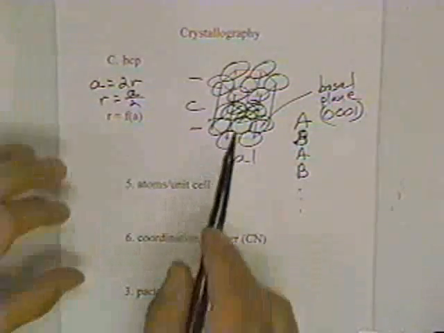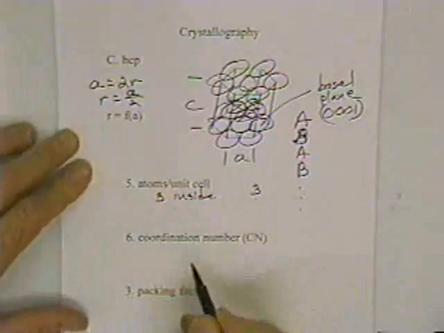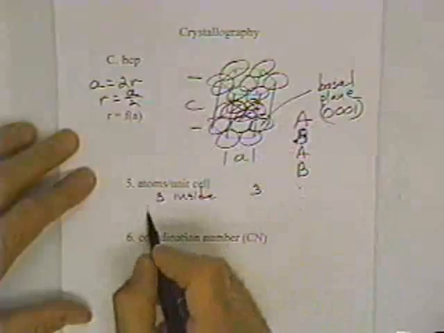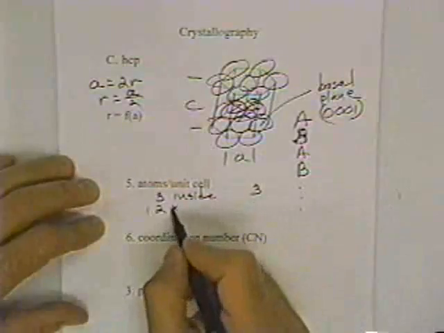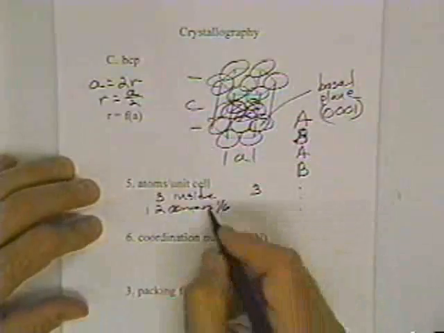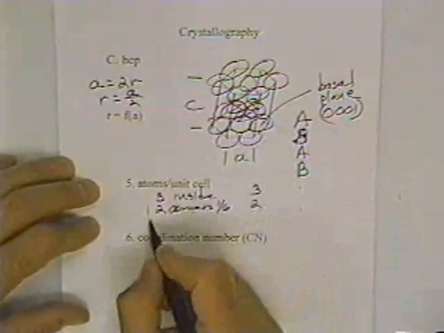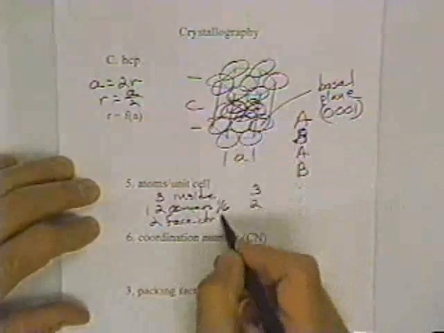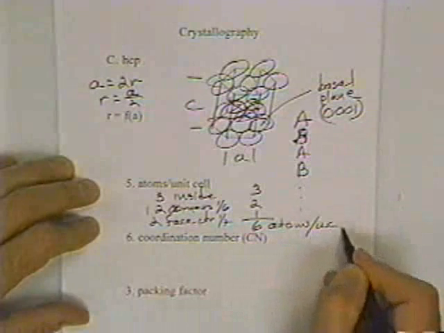Now how many atoms per unit cell? Well, there's 3 inside, that's going to be 3. We have 6 corner atoms below, 6 corner atoms above, so that would be 12 corners. They're each in 1/6 of a unit cell, so there are 2 of those. And then we have 2 face center atoms. They're each in 1/2, so there are 6 atoms per unit cell.